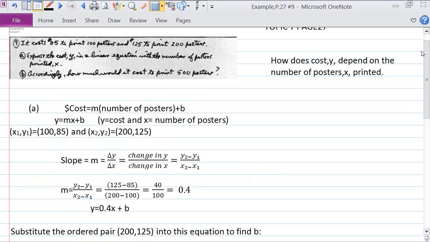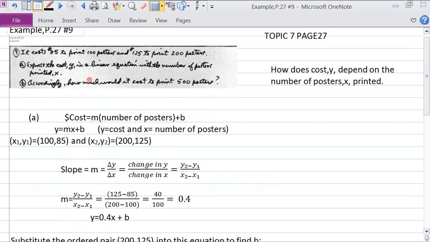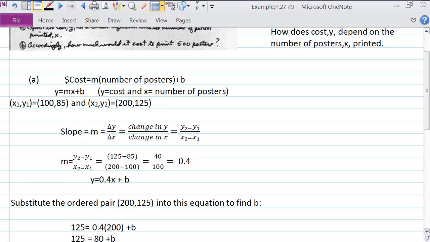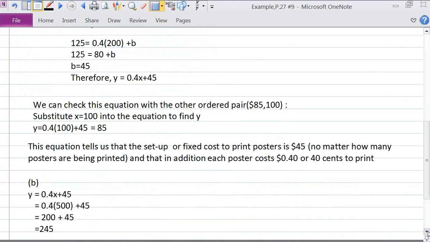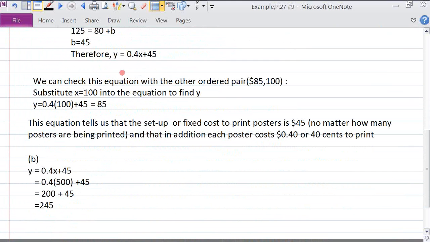So now let's take a look at a new question. Now that you have the linear equation, how much would it cost to print 500 posters? So we go back, we've derived the equation. We derived it as y equals 0.4x plus 45. And now we want to know how much it costs to print 500. So x is the number of posters printed. 0.4 times 500 is 200. 200 plus 45 is 245.